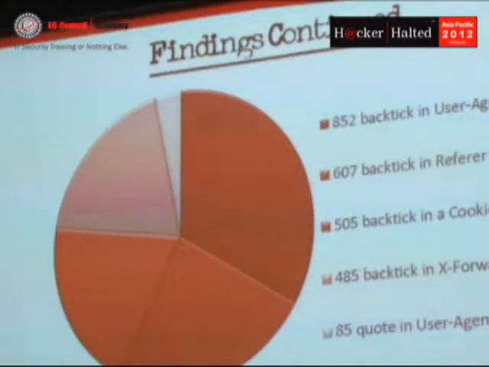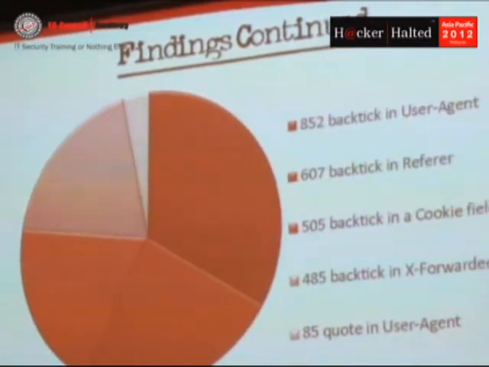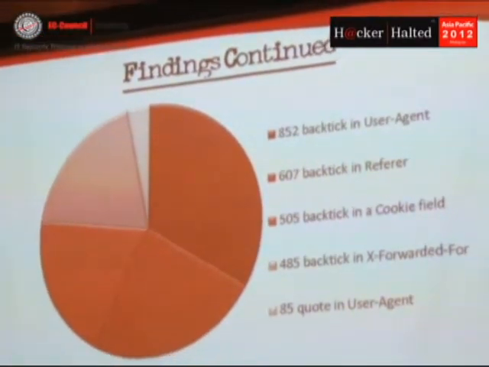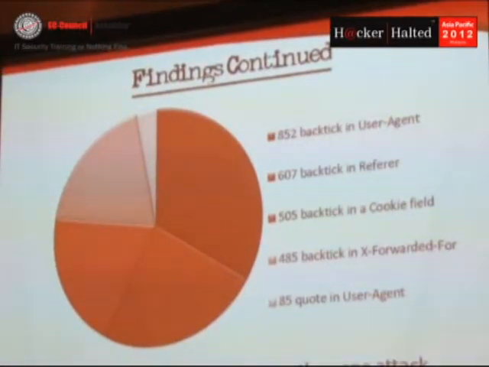And here's a breakdown of the findings. 852 were a backtick in the user agent. 607 were a backtick in the referral string. So you can certainly see the user agent string, more dynamic content is being generated from there than anywhere else. And we've got the cookies fields, 505 of those. Again, I was pretty stoked on that one. Lots there. And X-Forwarded-For coming in just behind.